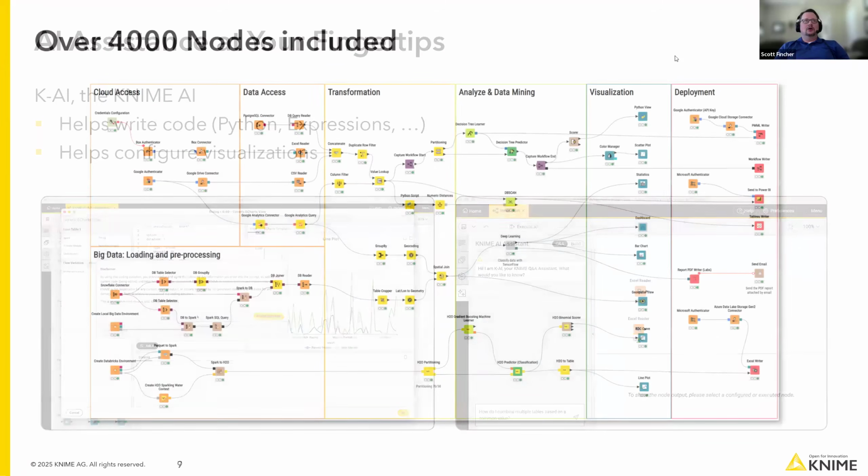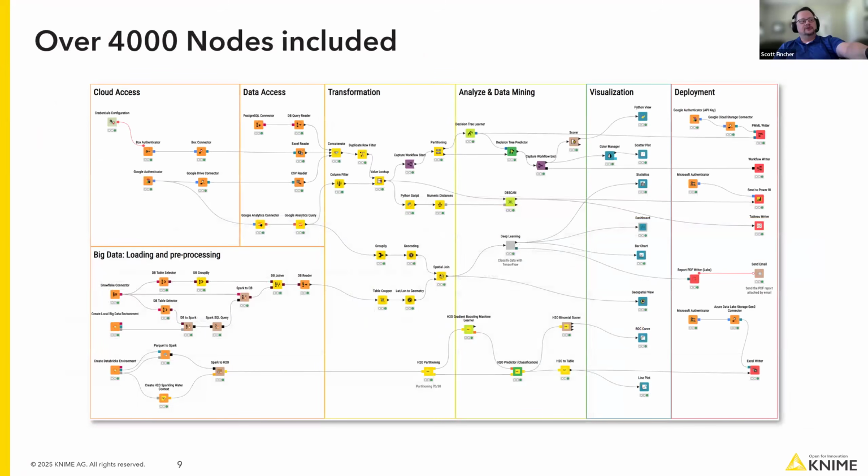Ultimately, there are over 4,000 nodes included with KNIME, which seems like a lot, and it is, but I want to reiterate that you don't need to know all of these nodes to be successful with KNIME, right? You just need to know the subset that makes sense for the type of task you're doing.